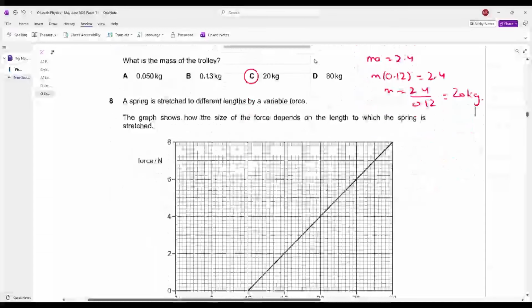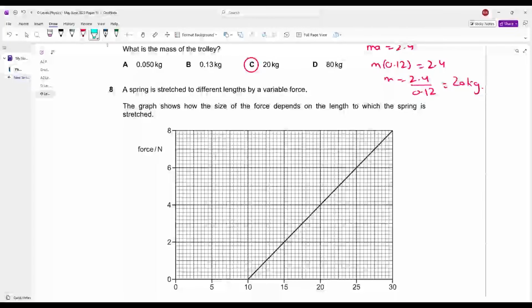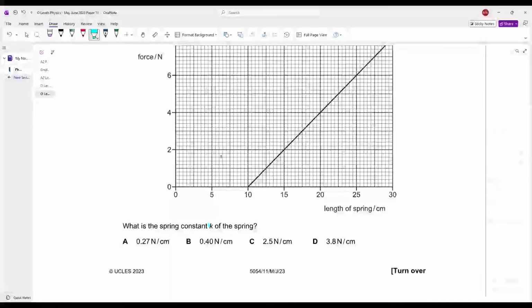C is your answer. ओके, अब नेक्स्ट सवाल को देखो बेटा क्या लिखा हुआ है। A spring is stretched to different lengths by a variable force. The graph shows how the force depends on the length to which the spring is stretched. ठीक है, force versus length का ग्राफ गिवन है। What is the spring constant K of the spring? How can we calculate spring constant? बेटा क्या आप रियलाइज कर सकते हो, F is equal to k e is your Hooke's law?